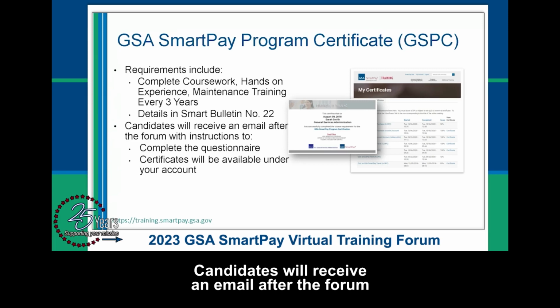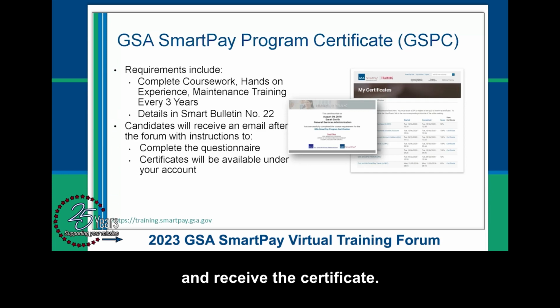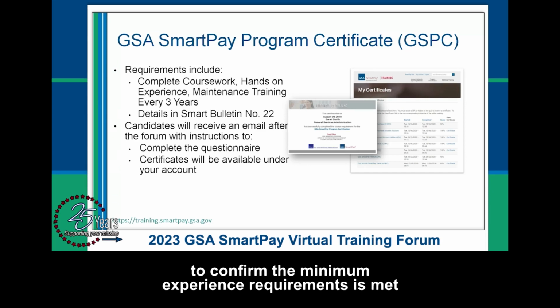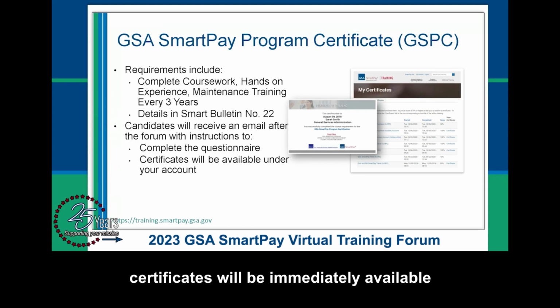Candidates will receive an email after the form with instructions on how to self-certify experience and receive the certificate. Once the questionnaire to confirm the minimum experience requirements is met, certificates will be immediately available on the GSA SmartPay training website under My Account/My Certificates.